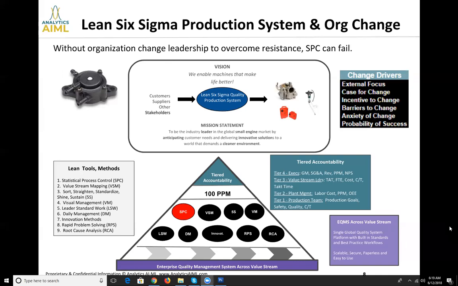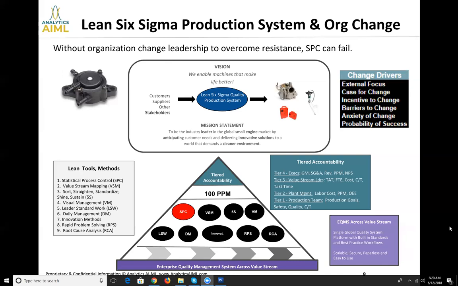So the first thing we do, at the very top, is create this overall understanding. What are my key inputs and outputs, in a visual fashion? What's my vision and mission that will be used by my Lean Six Sigma quality production system to drive high quality, high productivity, a well-run organization? In this case, their vision is to enable machines that make life better, and their mission statement is below. So there's clarity for everyone who comes through the training: here's our vision, here's our mission. Well, how do we get there?